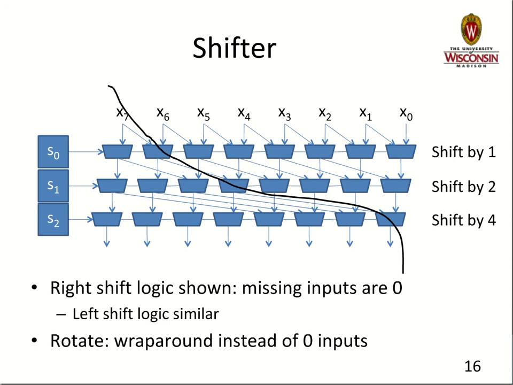All of the missing inputs are going to be 0. The left shift logic is similar. You can imagine it's symmetric. And then to support rotates, instead of providing 0 inputs for the missing inputs, we simply provide the corresponding wraparound inputs from the other side of the shifter.